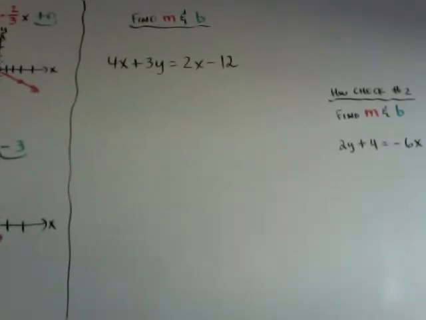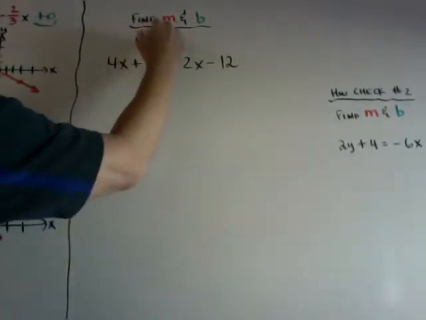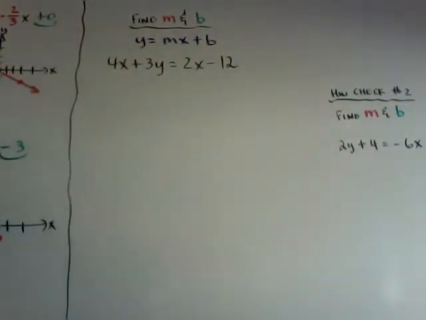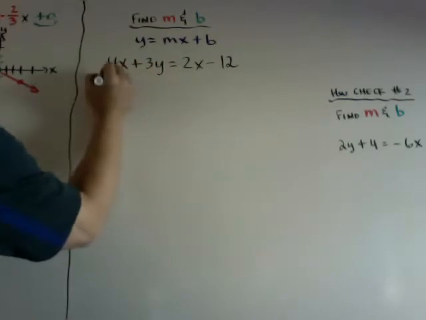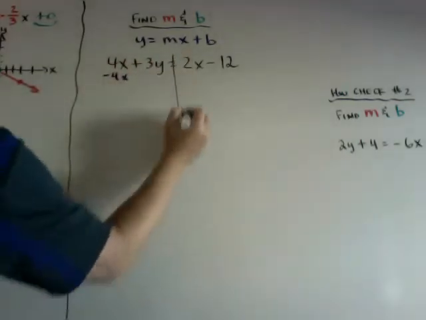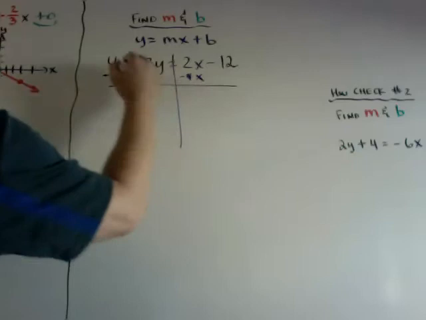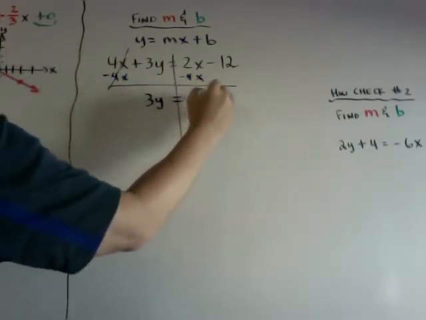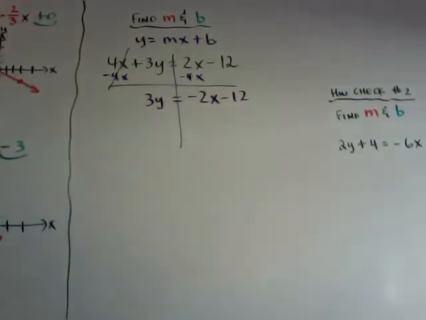Here's something in the book that was kind of hard, so I wanted to show it to you guys. Find the m and b. The first thing we need to do is put it into slope-intercept form. So you actually have to do some work here. We need to put it into y equals mx plus b. So I need the y by itself. If you notice, I have the 3y here. What I need to do is minus 4x from both sides to get rid of this, because I want the y by itself. So I got 3y is equal to negative 2x minus 12.